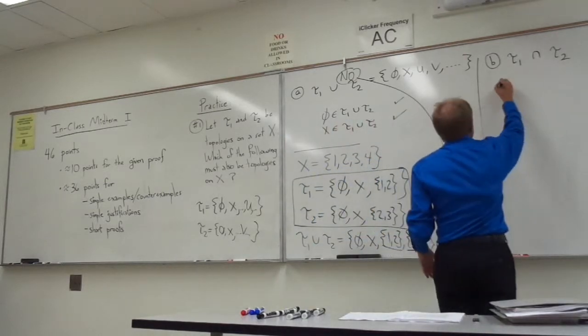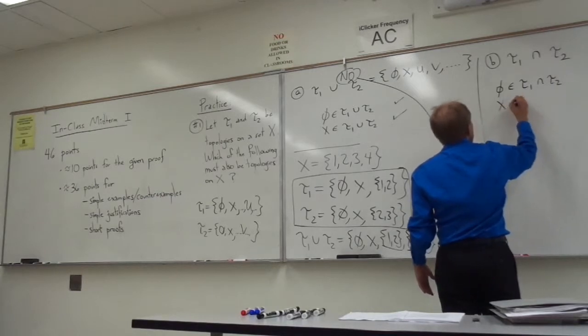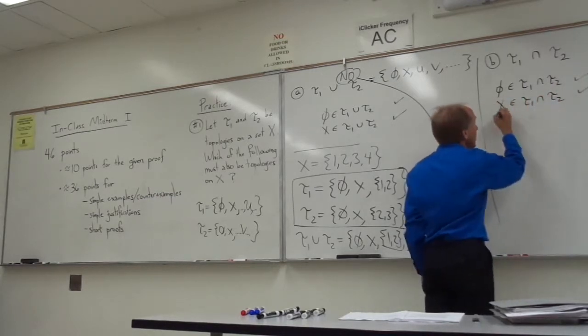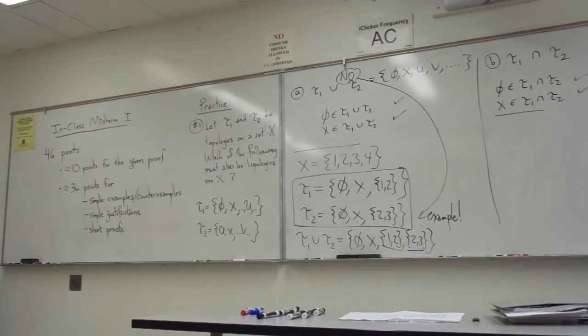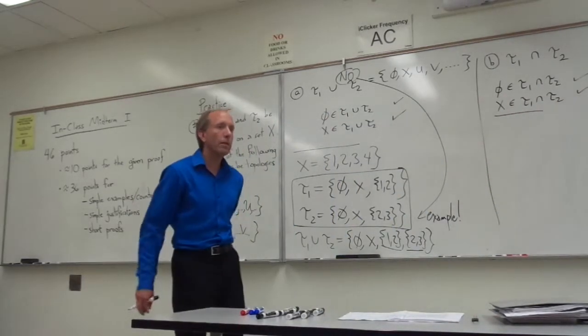Obviously, I think you will all be comfortable that the empty set and the whole set are going to be fine, right? Because they have to be in both of the topologies. So what do we think here? I think this will work. We're going to create two different topologies.